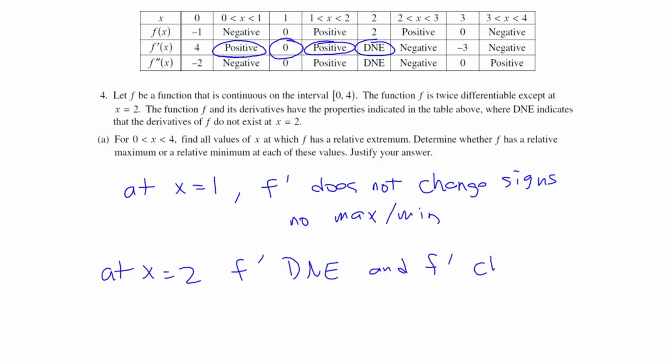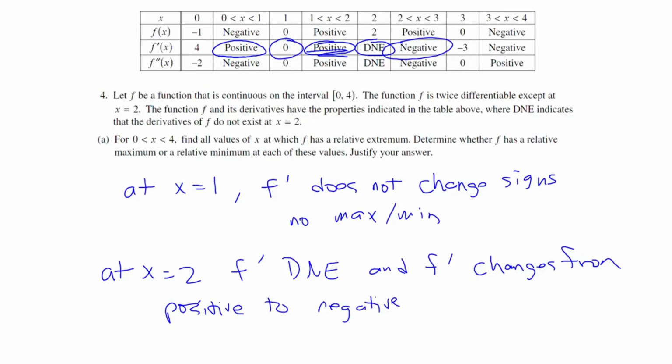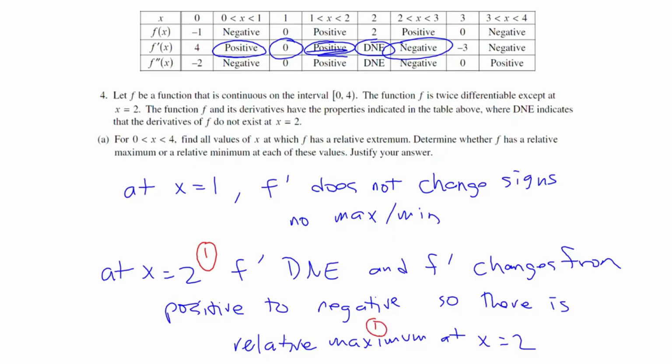And f prime changes from positive to negative. And if the derivative goes from positive to negative, the function goes from increasing to decreasing. So we have a max, we'll call it a relative maximum, at x equals 2. And they gave you 2 points for that. 1 for that there was 1 at 2, and 1 for your justification that it was a maximum.